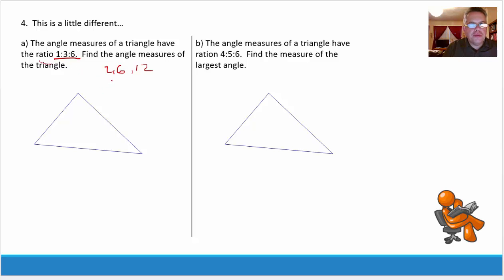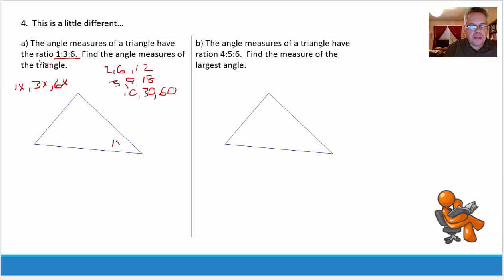Maybe I can multiply them by 3. That would be 3, 9, 18. Or maybe I multiply them by 10. That'd be 10, 30, 60. But it's some multiple of those numbers. The way we set up this problem is to represent them as 1x, 3x, and 6x. Since I don't know what to multiply all three numbers by, I multiply them by x, and those are my angles.